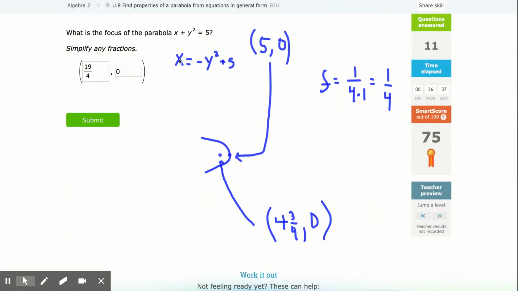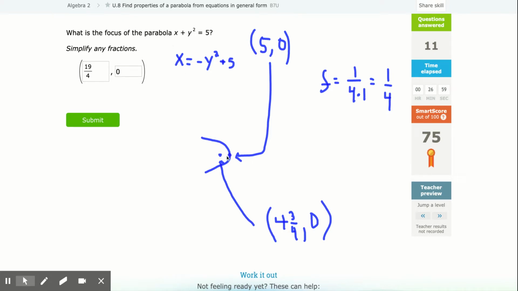In this problem, we're asked to find the focus, or that focal point. The first thing again is I isolated the x because that's not squared. So I have a negative y squared plus 5. That tells me that the parabola is open to the left. Its vertex has an x value of 5, y value of 0. So its vertex is 5, 0.